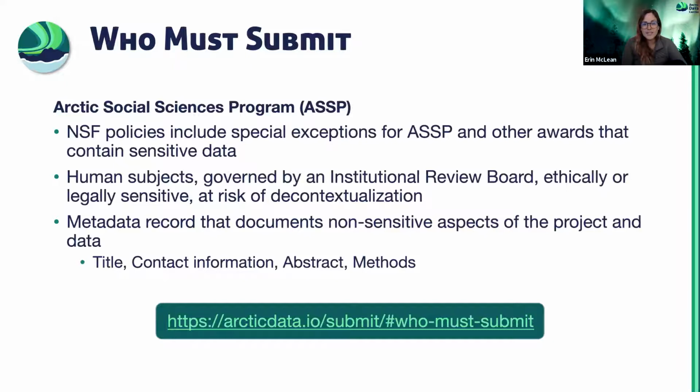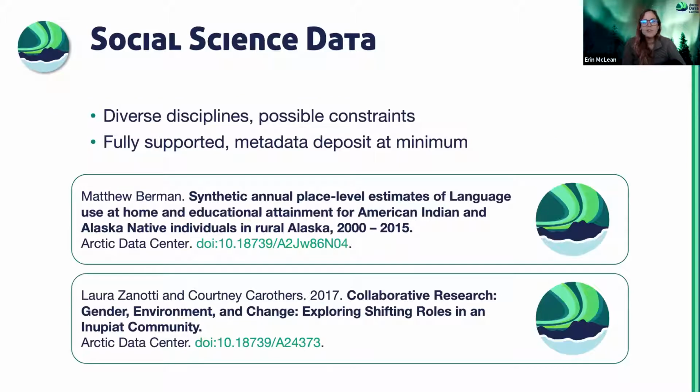Additionally, we have social science data, though that data often has special exceptions due to sensitive human subjects or other types of protected data. At the very least, it is required that metadata is deposited with us, if not the raw data itself. Here are 2 examples of social sciences data sets that we do have in our repository. The first one is from Matthew Berman about educational attainment among American Indian and Alaska Native individuals. And the other is from Laura Zanotti examining gender roles in an Alaska Native community. So they do exist, and we're working with social scientists to help increase the number of social science data sets that we do have.